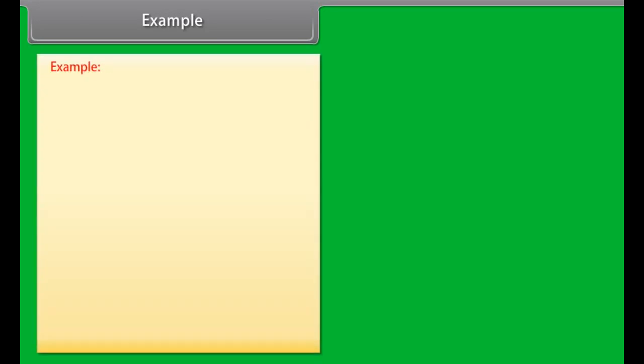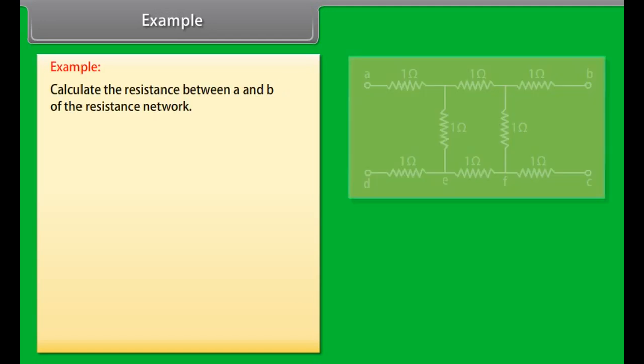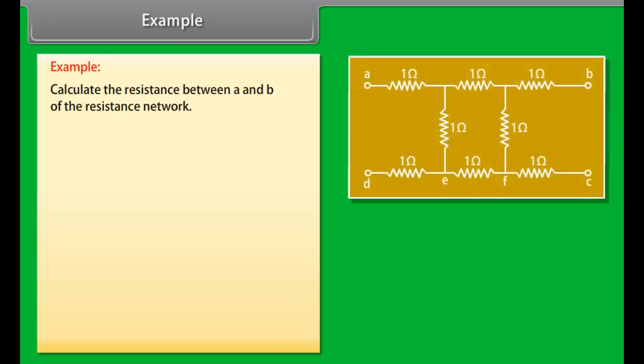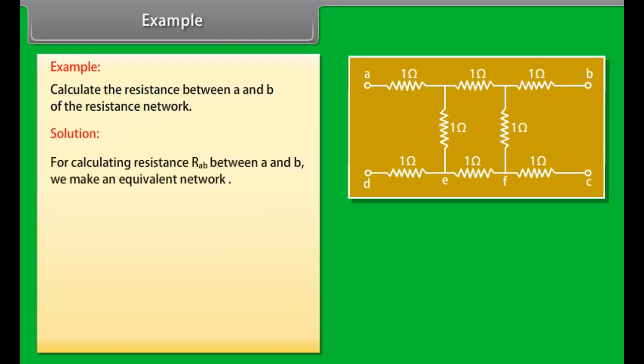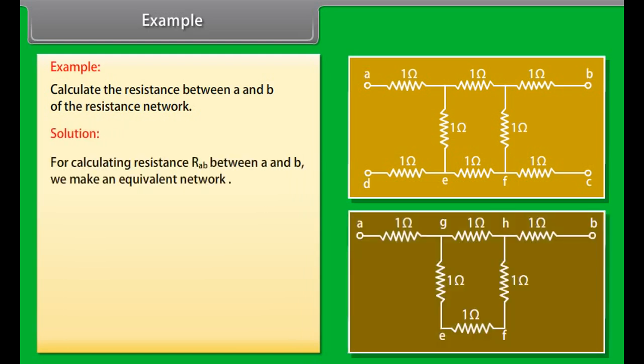Example. Let's take an example on combination of resistors. Calculate the resistance between A and B of the resistance network shown in the given figure. Let's see the solution. For calculating resistance RAB between A and B, we make an equivalent network shown in the figure.